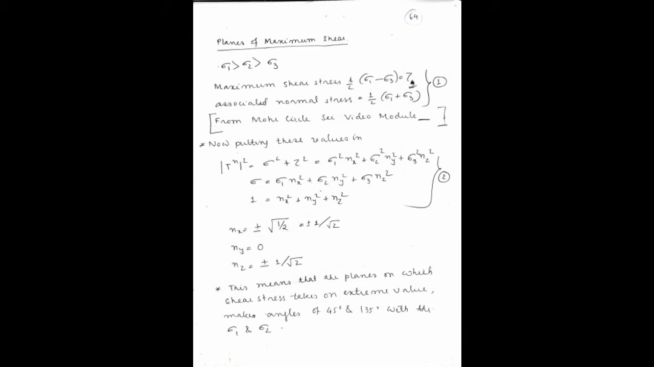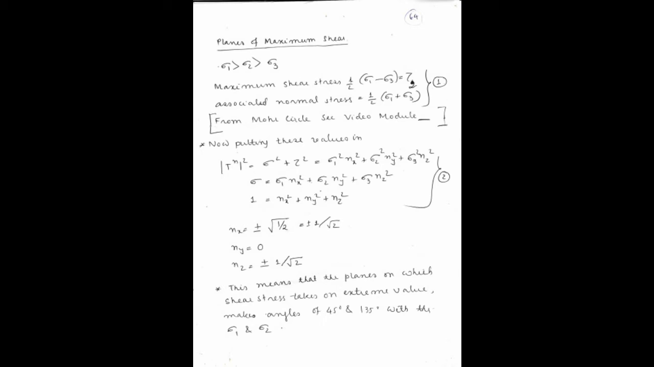So after putting the values of tau 2 and normal stress sigma in the expressions shown in expression number 2, we get nx equal to plus minus root over 1 by 2, or we can say plus minus 1 divided by root over 2, ny equal to 0, nz equal to plus minus 1 divided by root over 2. This means that the planes on which shear stress takes on the extreme value make angles of 45 and 135 degrees with sigma 1 and sigma 2.